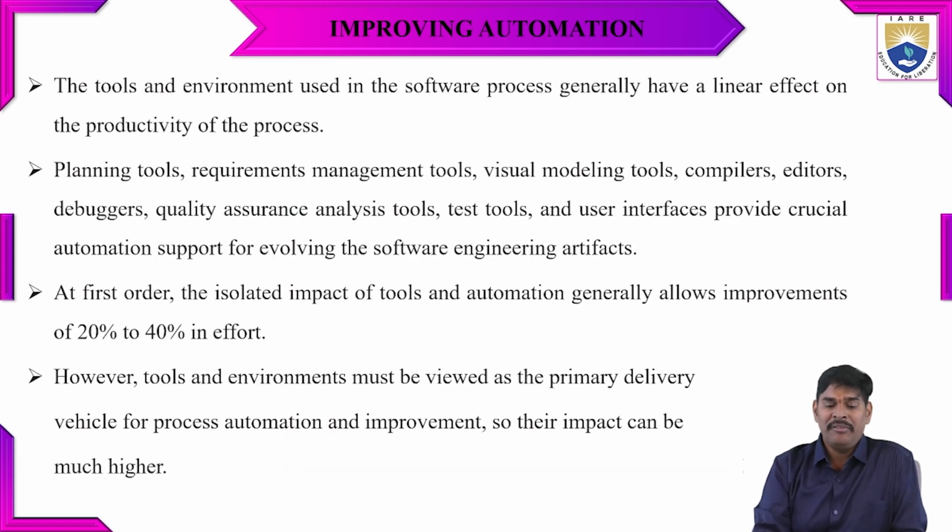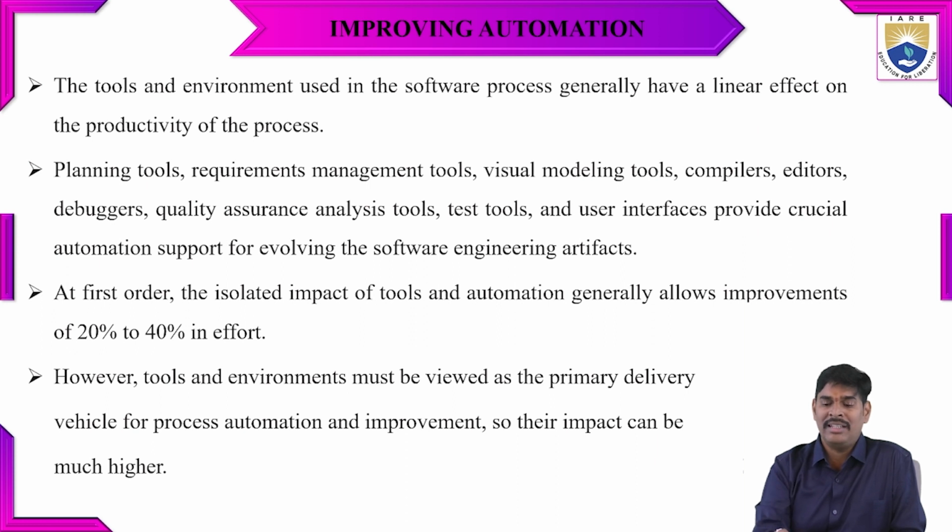Okay, and when you are using these tools and environment in the software process, mainly they need to check the linear effect. It means the productivity of the process has to be completed on time. So when you are taking the automated tools, mainly they are going to verify the planning tools and requirement management, visual modeling, compilers, editors, debuggers, quality assurance, analysis tools, test tools, and various user interfaces have to come into consideration when they are using the automation.